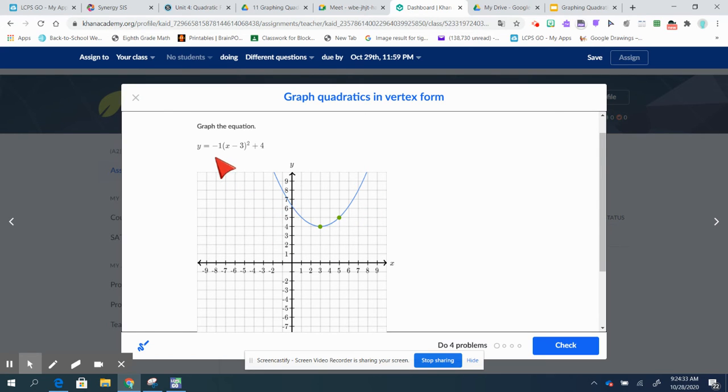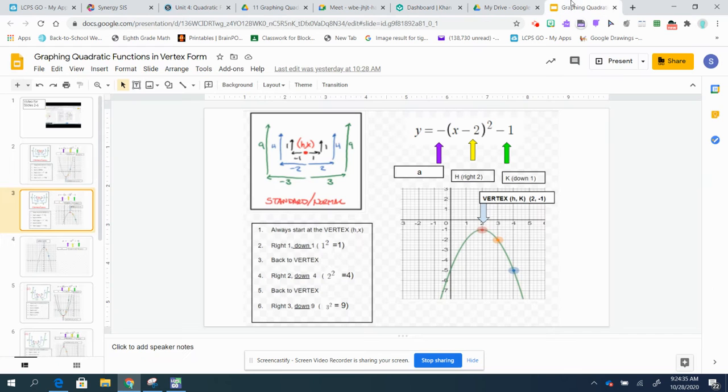All right, so let's see how we put our next point. Here is my example in the slides. If you have a negative a value, okay, so remember we always start at the vertex, and then we're going to go right 1, down 1 for our first point. If we were going to make 2 points, we would go right 2, down 4, because 2 squared is 4. So right 1, down 1.